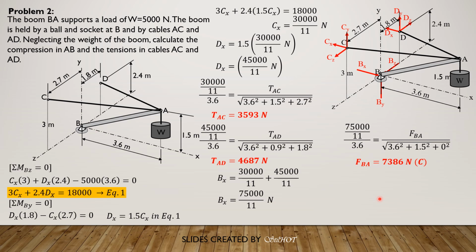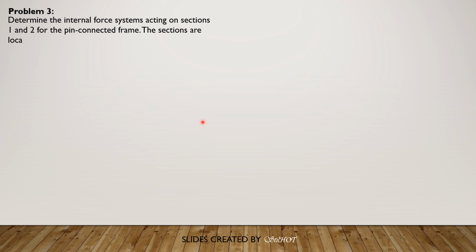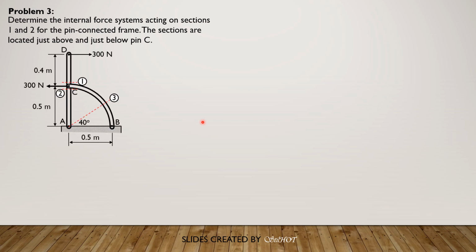So finally, we proceed to problem 3 about internal force systems. So this is problem 3. Determine the internal force systems acting on sections 1 and 2 for the pin-connected frame. The sections are located just above and just below pin C. So this is the figure.